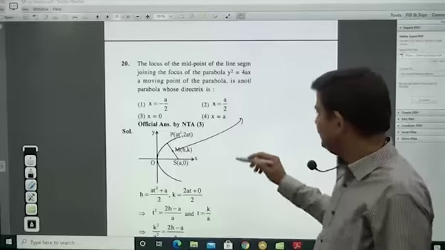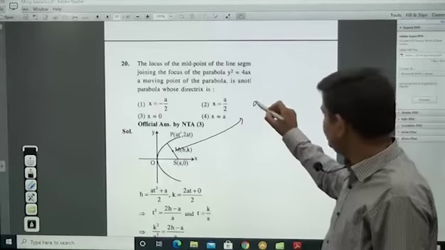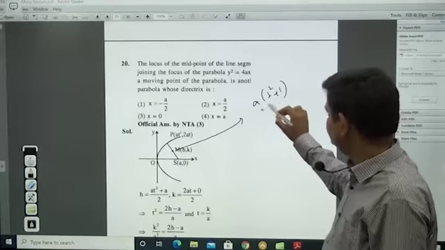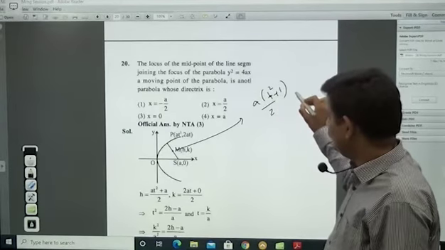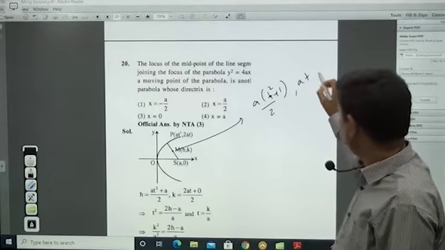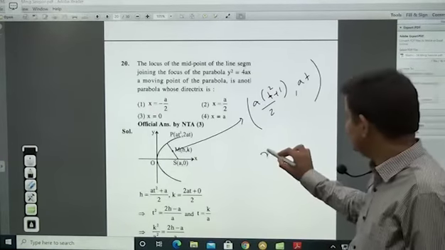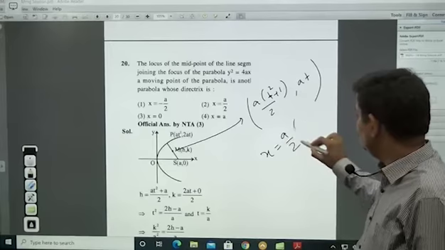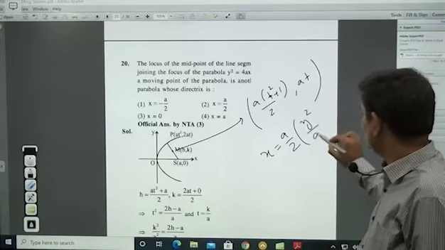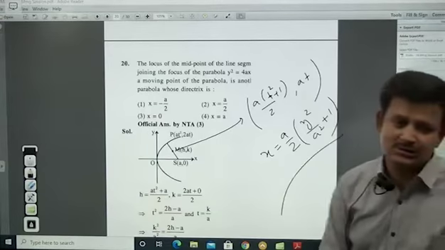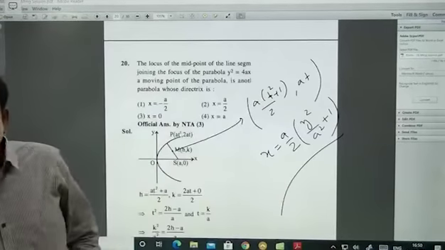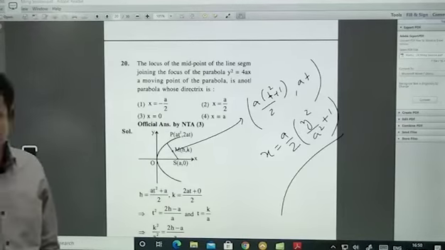Midpoint you are getting it parametrically. How? It is A into T square plus 1 by 2 comma AT. Okay. So, from this you have to write the locus. X, Y. T is what? T is Y by A. So, X is equal to A by 2 into Y square by A square plus 1. That will be the locus. Okay. Eliminating the parameter T will give you locus.